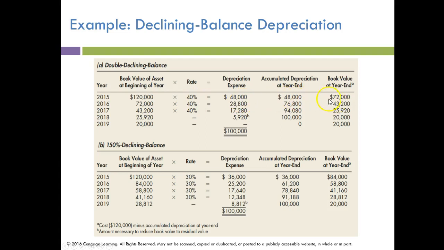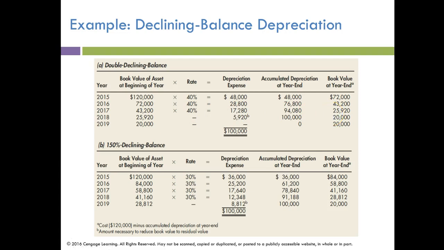We then have a new book value at the end of the year, which becomes our beginning of the year book value for the next year. And we multiply that times 40%. We take our expense, and at the end of year 2, we've got a new book value, and we will multiply that times 40%.